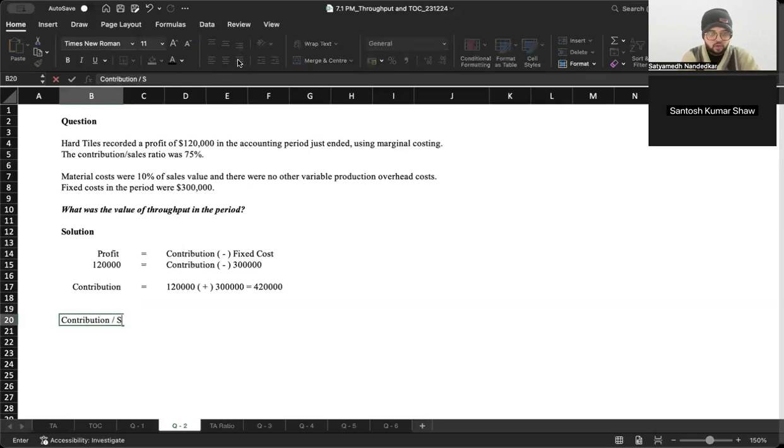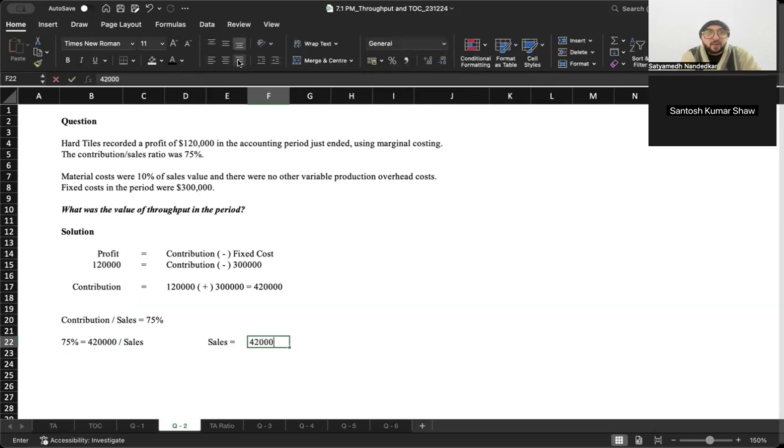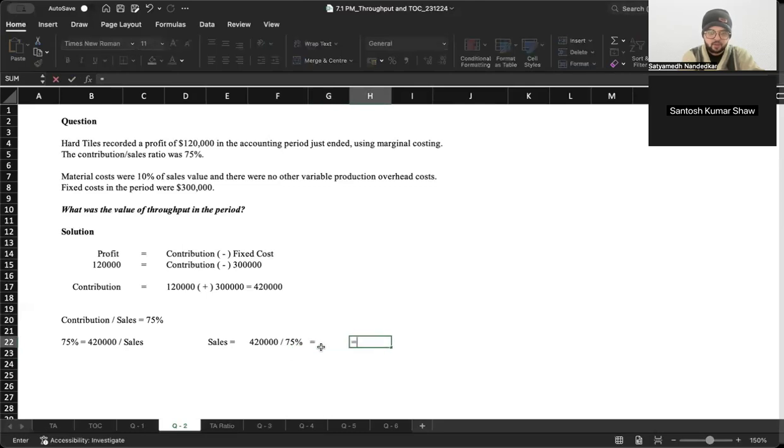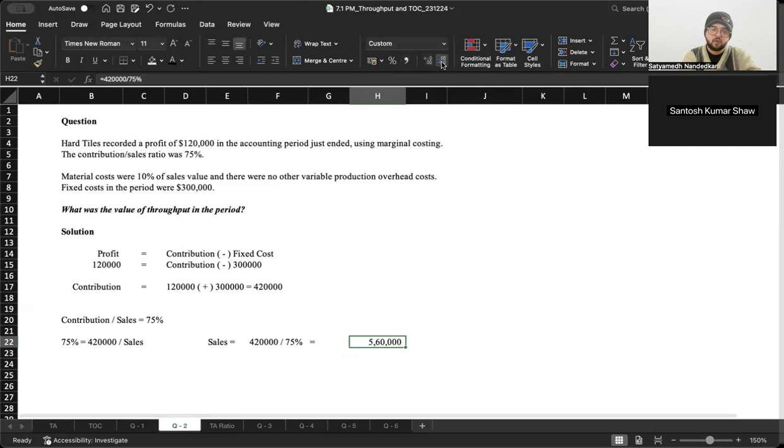Now contribution upon sales ratio was 75%. So contribution upon sales is equal to 75%. So 75% is 4,20,000 upon sales, which means my sales value is going to be 4,20,000 upon 75%. How much will that be? 5,60,000 will be my overall sale.